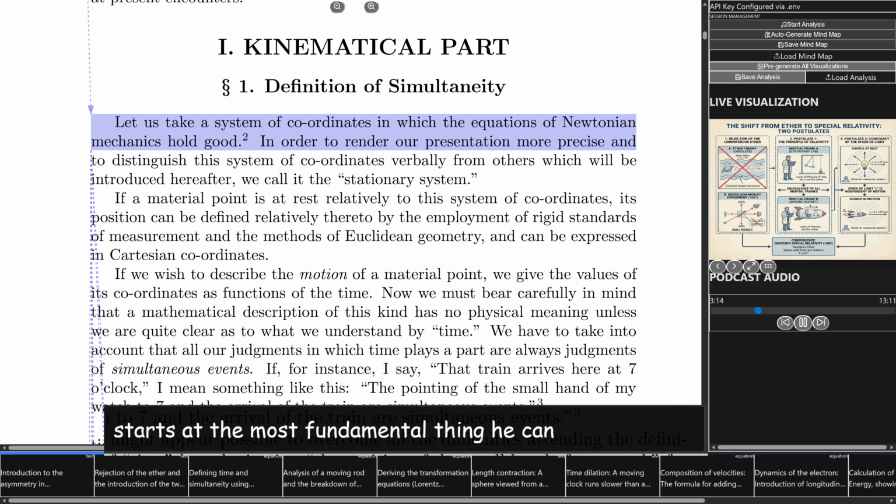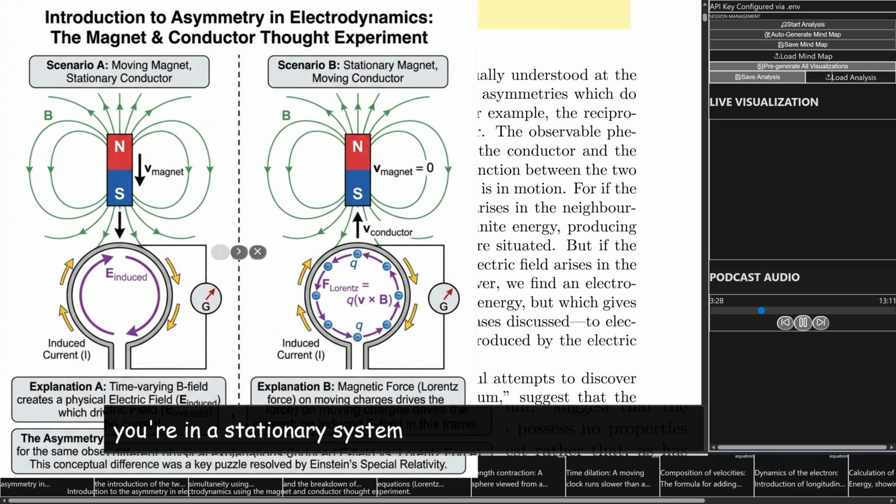The clock synchronization thought experiment. Exactly. It's the absolute foundation of the kinematics. Imagine you're in a stationary system, we'll call it K. You have two clocks, one at point A and one at point B. And you need to make sure they're showing the exact same time.